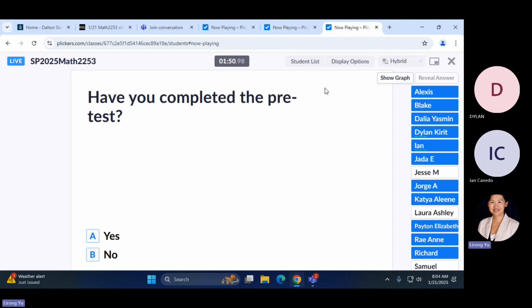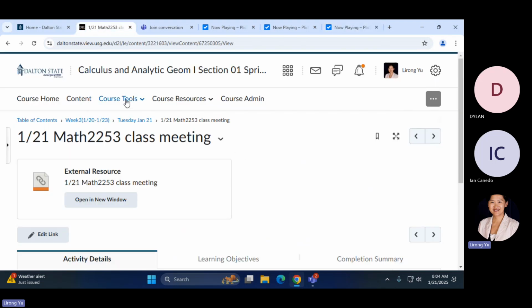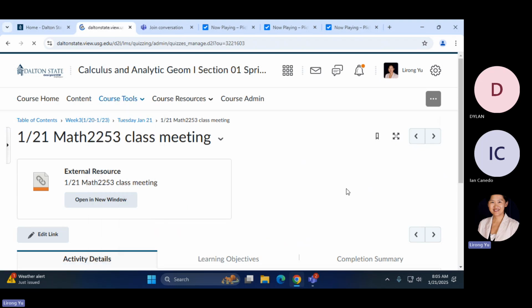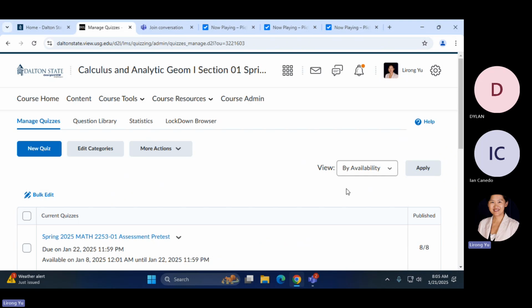And let's see. Okay, we still have a few answers that are no. Well, I should mention where you can find it. It's due tomorrow, so that's why I tried to mention it now. If you want extra credit, you should still do it. It's in course tools under review course tools, and then you click on quizzes, and you should be able to see the link. That's where you see the assessment pretest.